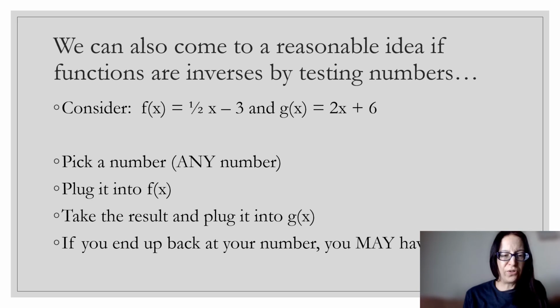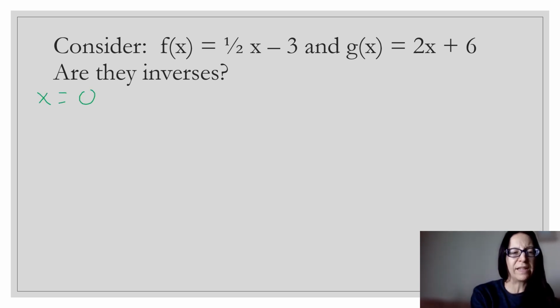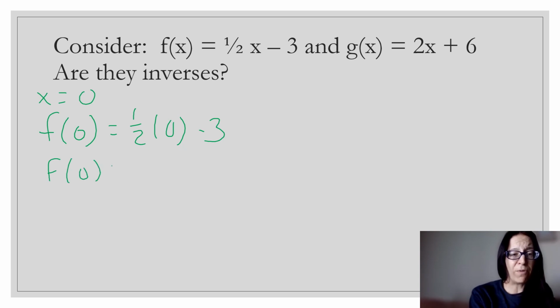Okay, so let's go over to the next slide and see what we can do with this. Thinking about this, we're going to pick a number. I'm going to pick x equal to 0 because I love zeros. Zeros are generally pretty easy numbers. So I'm going to pick f of 0. We're going to take 0 and plug it into f, and we'll go through our order of operations. 1/2 times 0 is 0.